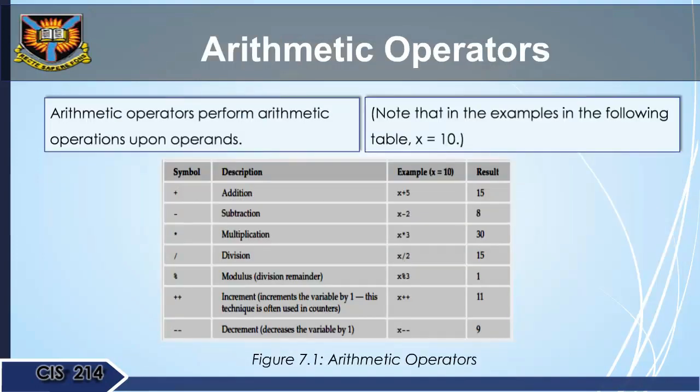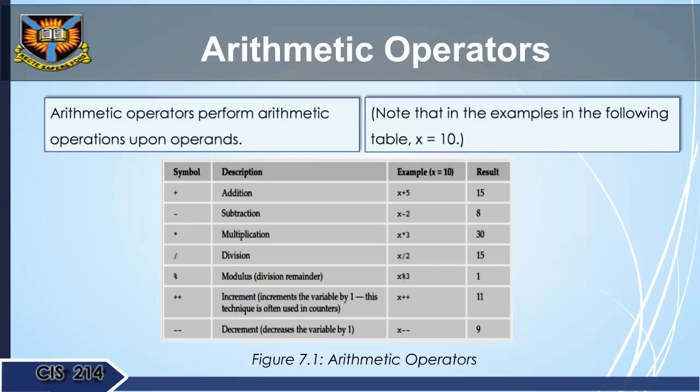Arithmetic operators. Arithmetic operators perform arithmetic operations upon operands. Symbol, plus. Description, addition. Example, x plus 5, where x is equal to 10. Result, 15. Minus. Subtraction, x minus 2 is equal to 8.